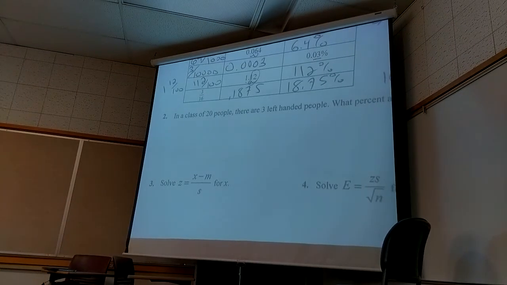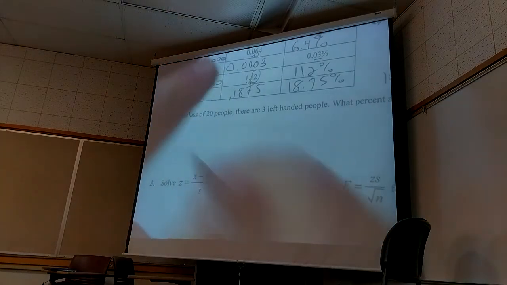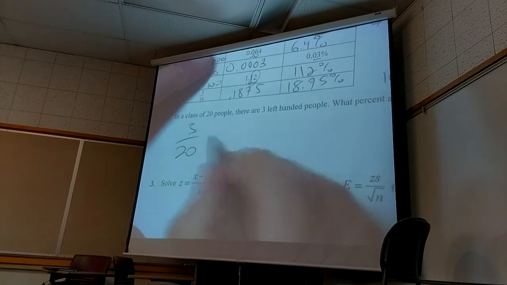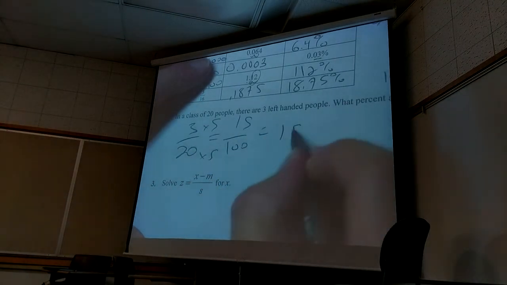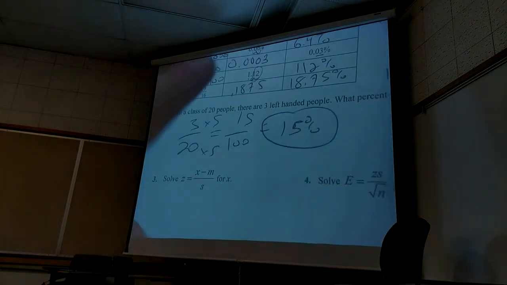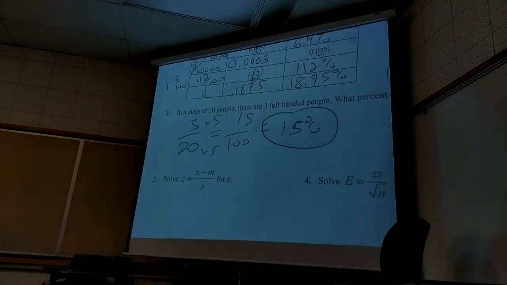Anyway, sorry. So in a class of 20 people, there are 3 left-handed people. So what percentage of people are left-handed? How do you set it up? Yeah, the way you'd say it. 3 out of 20. Now how do I make that become 100? Yeah, times 5, so it's 15%. Or you can divide 20 into 3 and eventually get there. You guys with me? A little bit? All right.